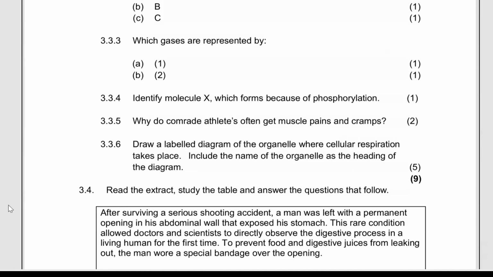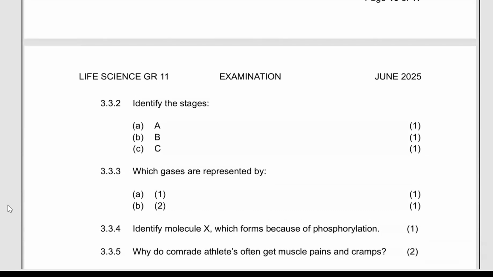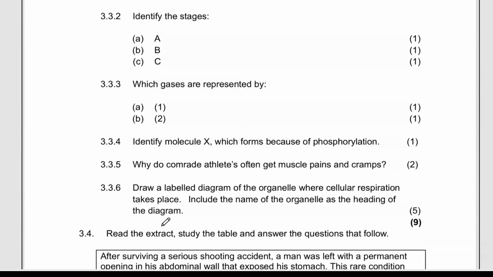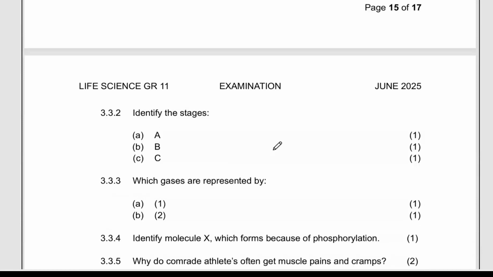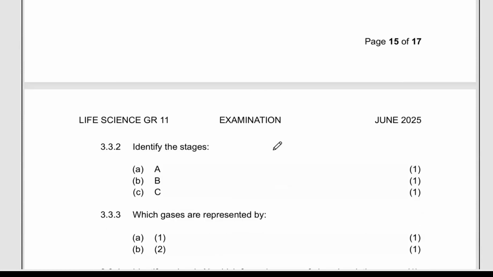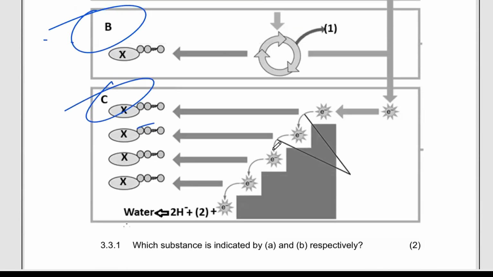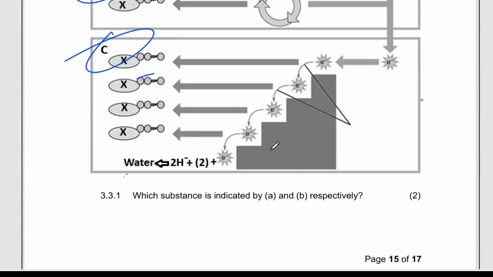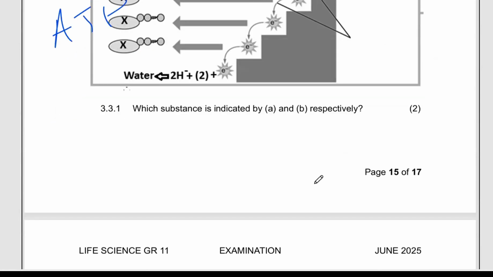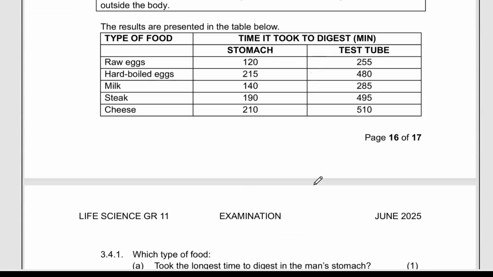Molecule X, which forms in oxidative phosphorylation. How do you call that? Molecule X is ATP. Yes, it's ATP.